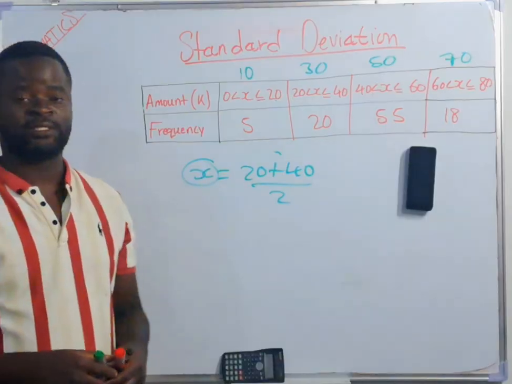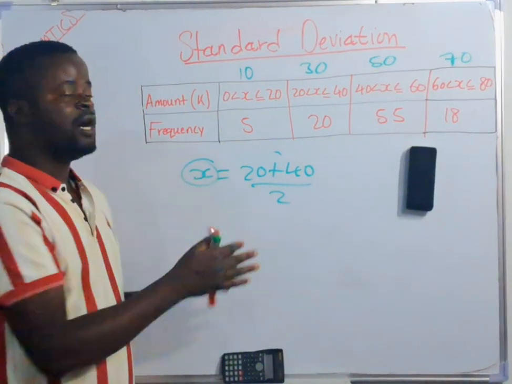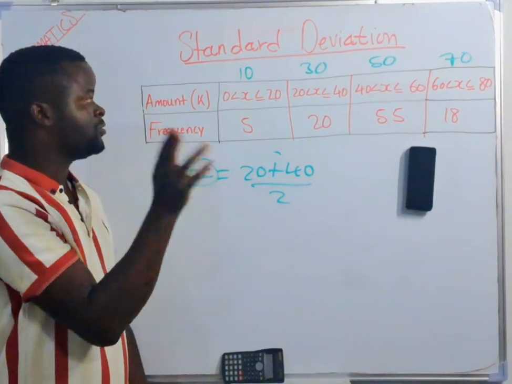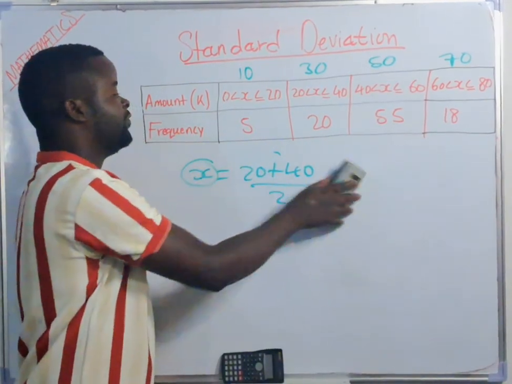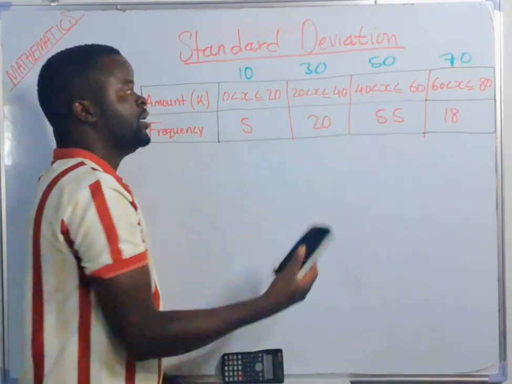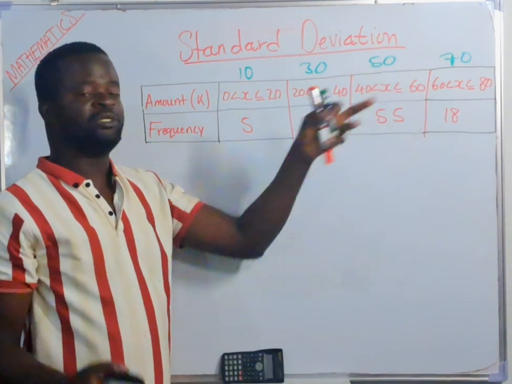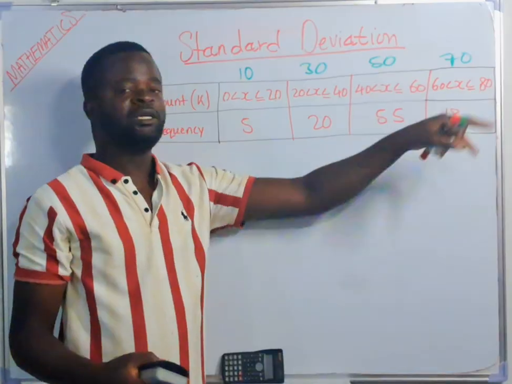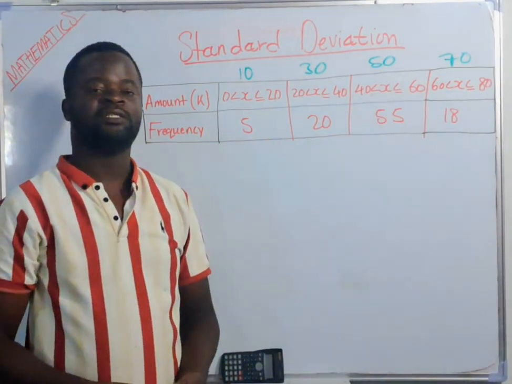Remember, you need to be so fast, because in an exam room, you are required to be fast. So how do you find the mid value of the amount that you've been given? You say 0 plus 20, then you divide by 2, we are getting a 10. Then 20 plus 40, we divide by 2, we are getting a 30. 40 plus 60, we divide by 2, we are getting a 50. Then 60 plus 80, we divide by 2, we are getting a 70. So this is how you find the mid value.